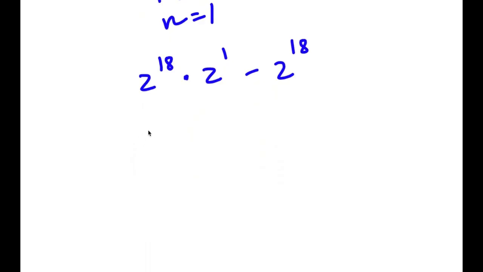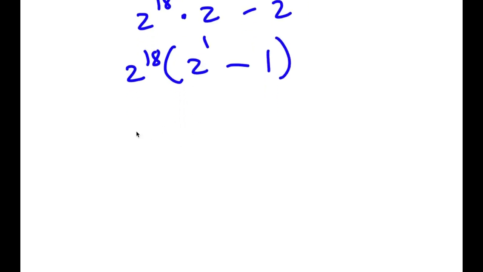Now what I'm going to do is factor out 2 to the power of 18. So now I have 2 to the power of 18 times, now 2 to the power of 18 times 2 to the power of 1 divided by 2 to the power of 18, well, these two would cancel out, so I would simply be left with 2 to the power of 1. Now I have this minus 2 to the power of 18 divided by 2 to the power of 18, which is simply 1.